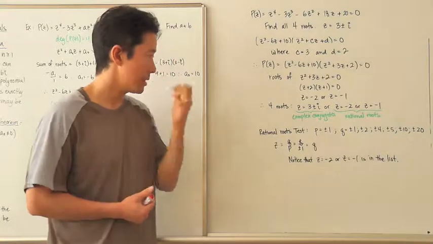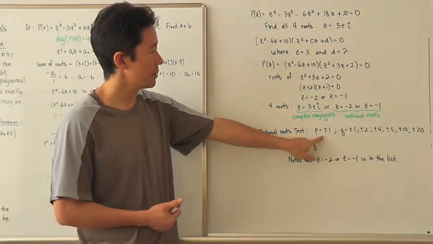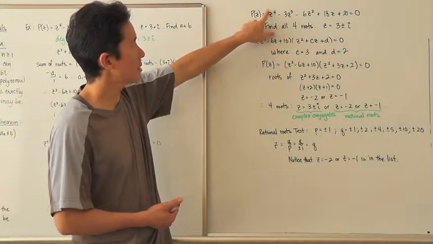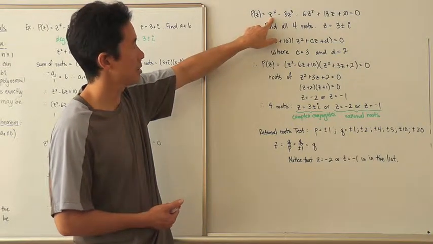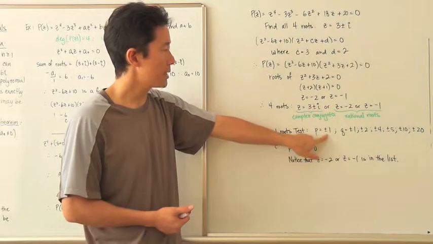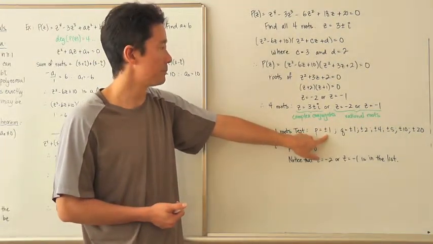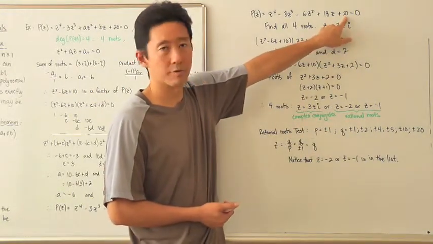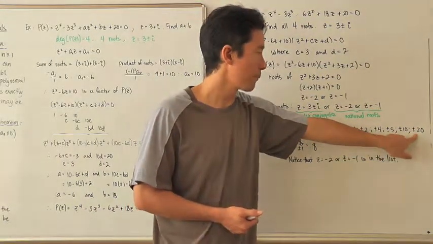Now let's go back to the rational roots test. If we take a look at p, which is the factors of the coefficient of the first term of our degree 4 polynomial, which is 1, then all the integral factors of 1 are plus or minus 1. q is going to be all the integral factors of 20. So here are all the integral factors of 20.